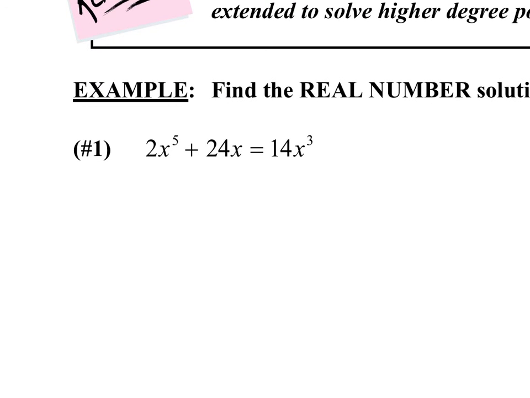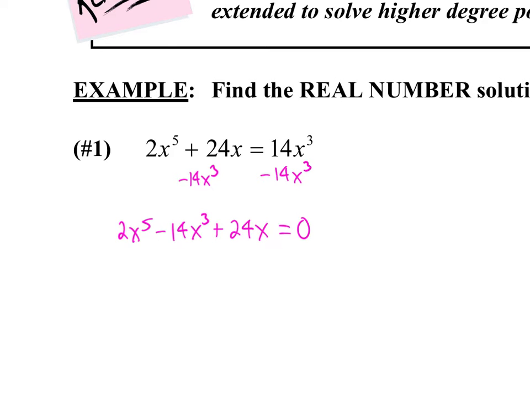We have 2x to the 5th plus 24x equals 14x to the 3rd for number 1. First things first, we need to make sure it's equal to 0 to solve these kinds of problems. Are these equal to 0 right now? They are not. So we need to get rid of that 14x to the 3rd and move it to the left with everything else. I'm going to subtract 14x to the 3rd from both sides. Then I get 2x to the 5th minus 14x to the 3rd, writing it in standard form from biggest to smallest exponent, plus 24x equals 0.